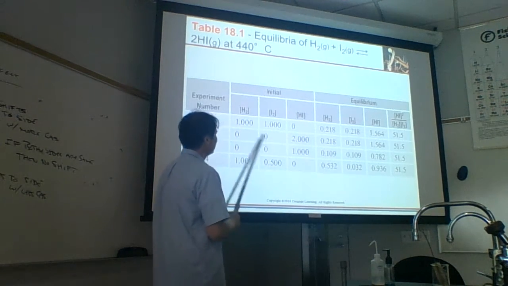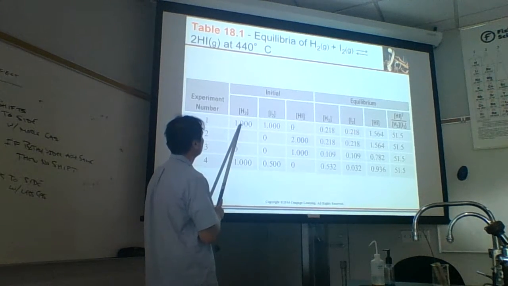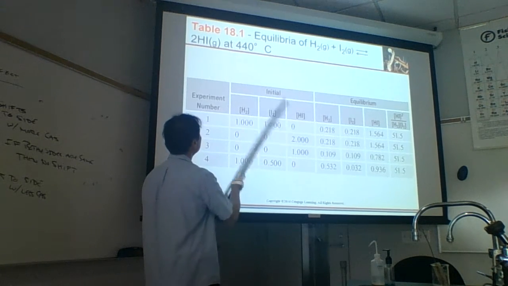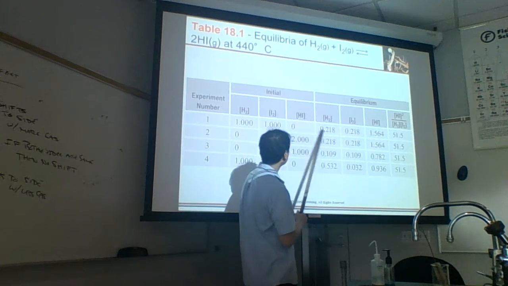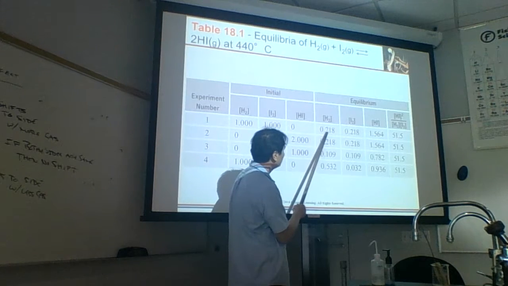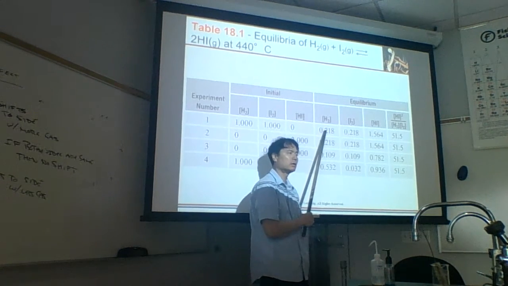But anyway, it doesn't matter what I start off with. And so here they put in 1 molar H2 and 1 molar iodine and 0 molar HI. At the end of the reaction, did all of it react? No. If I put in 1 molar, I'm left with 0.218 molar that won't react. No matter how long I wait, it's not going to react.